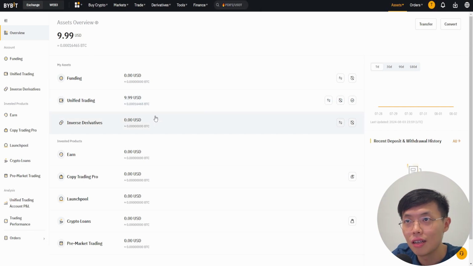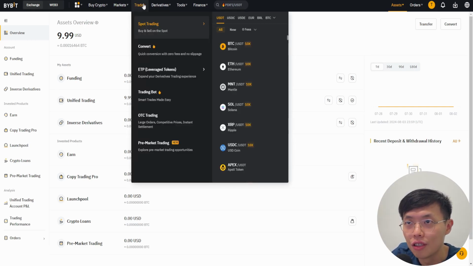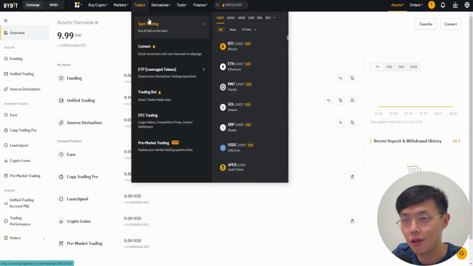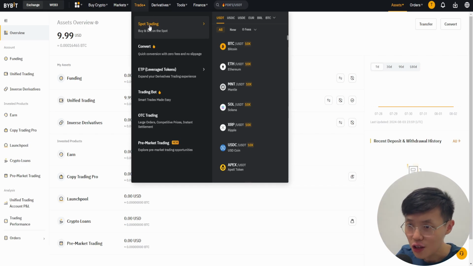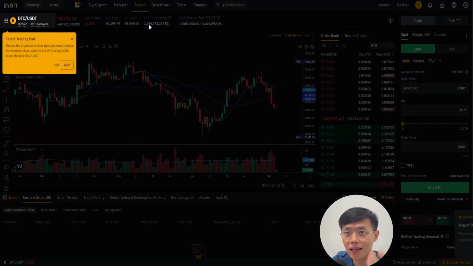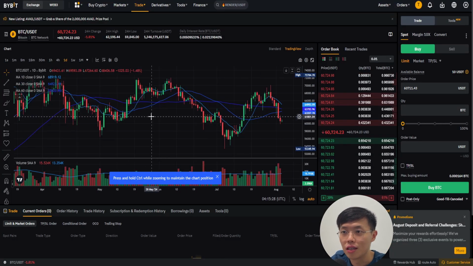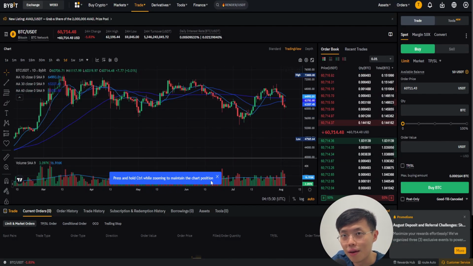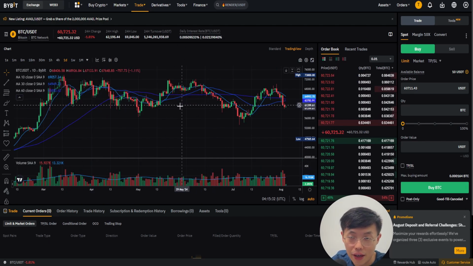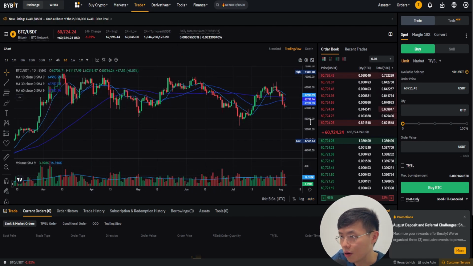Okay. So right now I want to start trading. So I'm going to teach you guys how to do spot trading first, right? How to do spot is by hovering over the trade right here and then pressing spot trading. So spot trading is like the stock market where you buy the BTC, right? You buy the actual assets and then we wait for the assets to go up to gain in value, right? So right now I am on BTC, which is the Bitcoin, the most famous cryptocurrency.